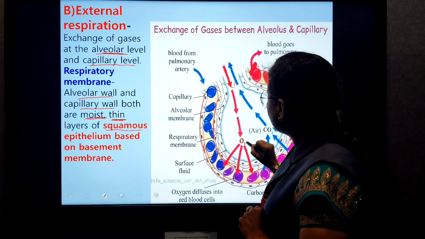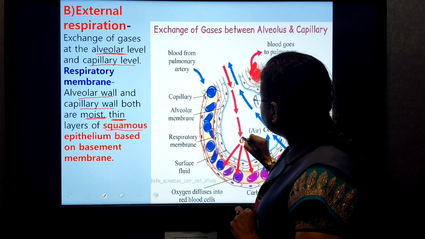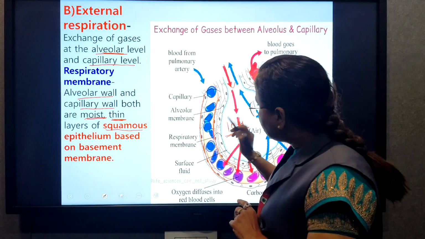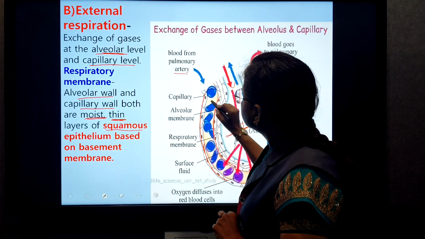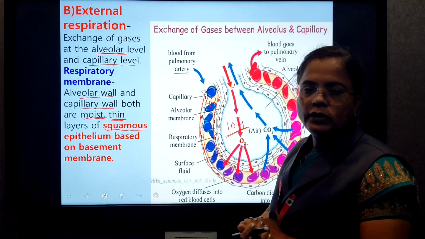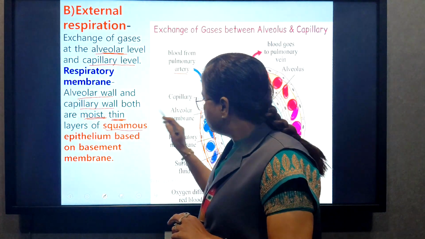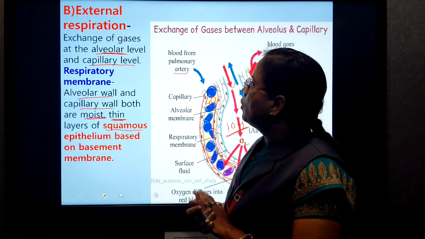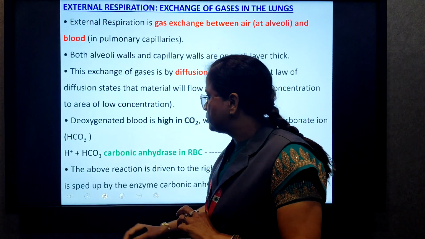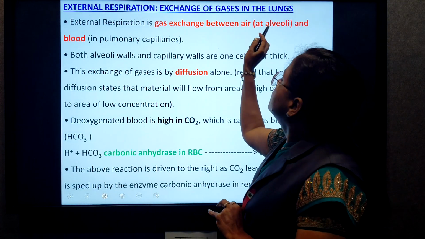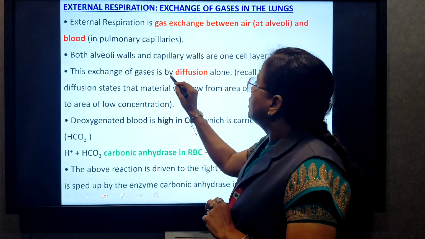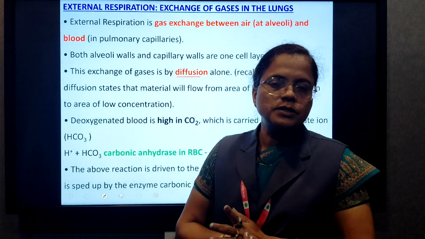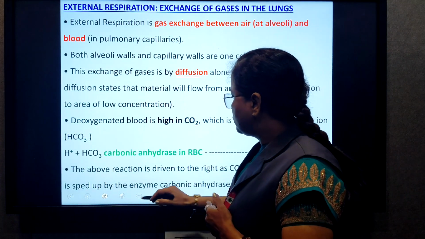Here oxygen comes from the atmosphere, so the oxygen level in the alveolar sac is 104. The partial pressure of oxygen is 104. At the same time, in the pulmonary artery, the partial pressure of oxygen is 40. So the exchange of O2 and CO2 between the alveoli and capillary wall is the external respiration. External respiration at the alveoli and pulmonary capillaries occurs by diffusion, from high concentration to low concentration. Exchange of O2 and CO2 takes place.